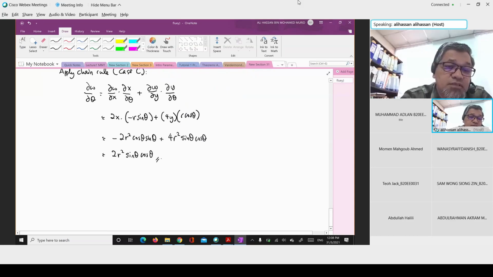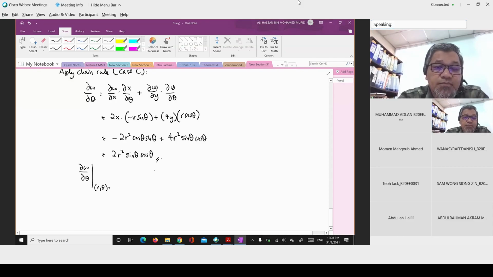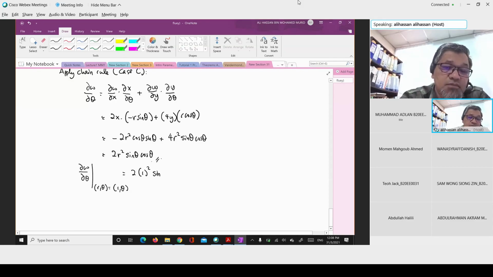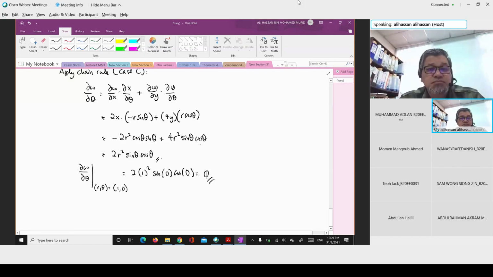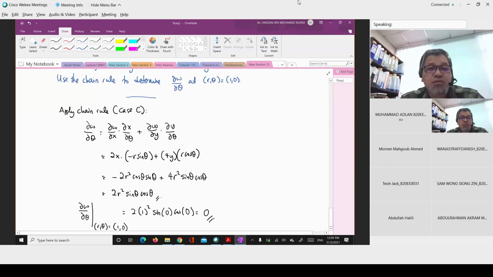Now we want to determine the value of the partial derivative w partial theta at the given point (r, theta) equal to (1, 0). So we replace r by 1, theta by 0. So the result is 0 then, because sine 0 is 0. So the answer is 0. Okay, so that is the way to solve it.